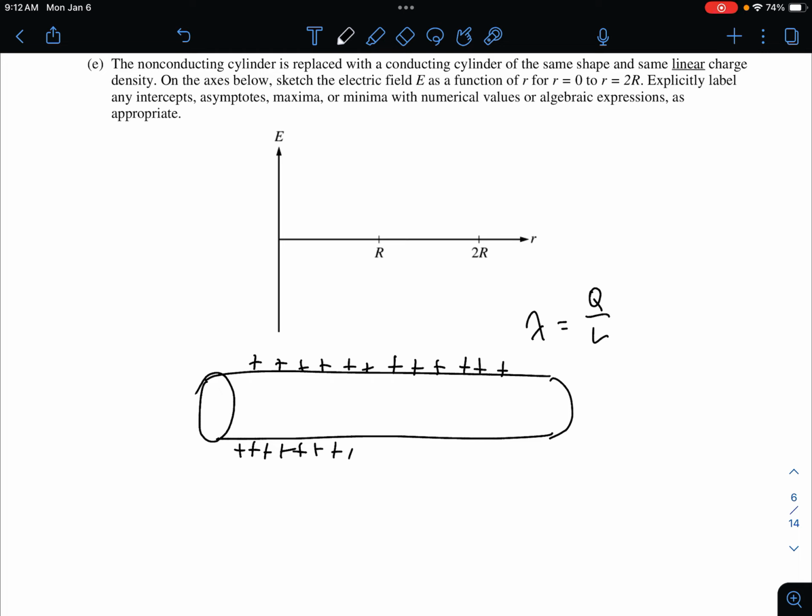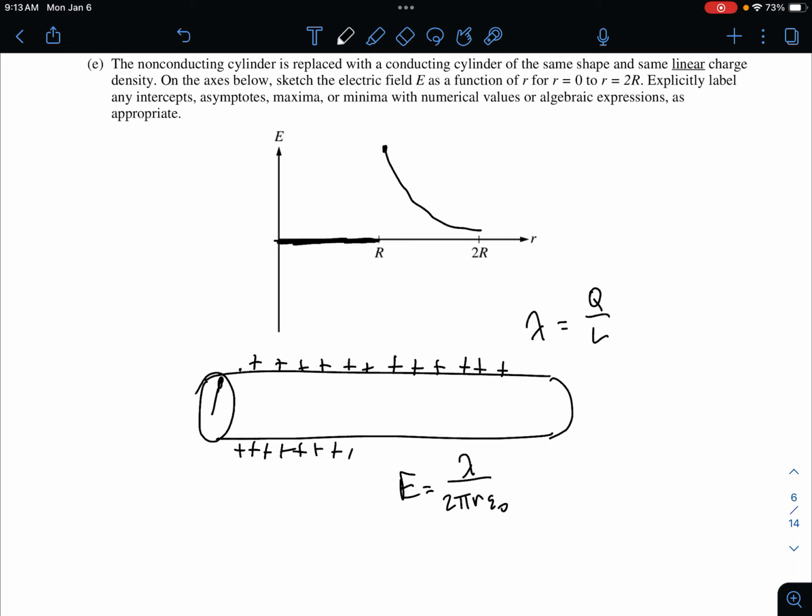So now, from 0 to R, since there's no charge in the middle, if you do your Gauss's law, the charge enclosed will always be 0. There's no electric field from 0 to R. And then when you go from R onward, there's going to be some electric field, and as you get far away, it gets weaker. You can derive that. I think it would be E equals lambda over 2 pi r epsilon naught. I got this from Gauss's law.